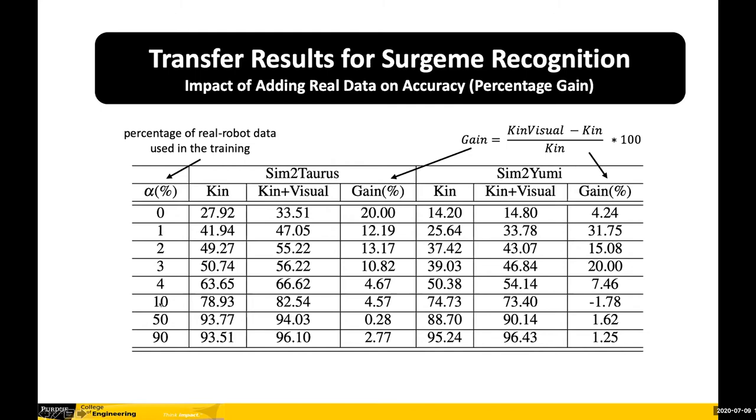You can see here with only 10% of real data, we are able to perform almost at 82% accuracy, okay? And with the other type of robot, we are at 73, which is not as good, but yet this is quite an amazing finding. That means that the transferability of this simulation to a real setting is quite good.